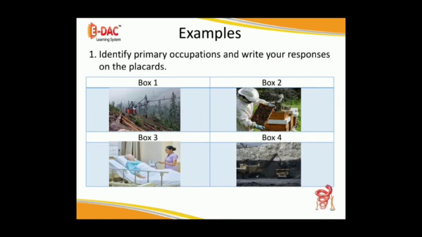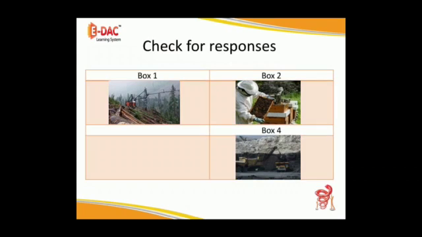Examples: identify primary occupations and write your responses on the placard. Box 1: Woodcutter. Box 2: Carpenter. Box 3: A doctor. Box 4: A miner. Check your responses. Box 1: Woodcutter. Box 2: Carpenter. And box 4: Miners are primary occupations.